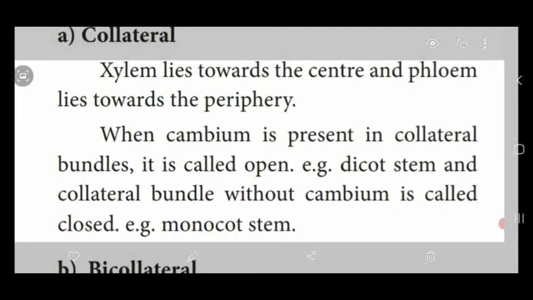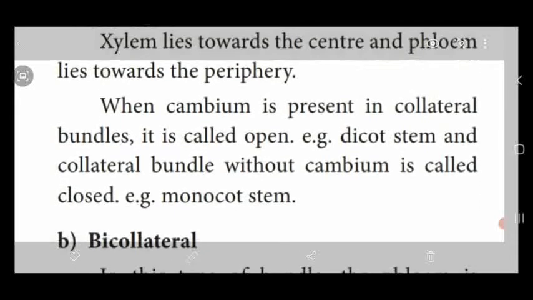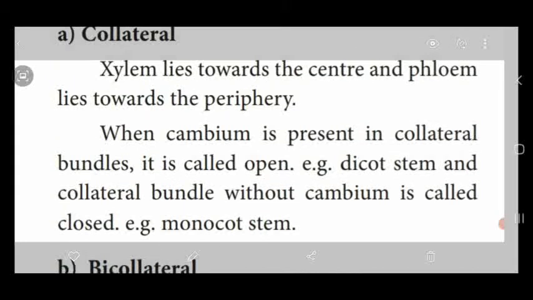And also, due to the presence or absence of cambium, this collateral vascular bundle is again divided into two types. Between the xylem and phloem, cambium is present means that vascular bundle is conjoined, collateral, open vascular bundle. Example, dicot stem. Another one, between the xylem and phloem, cambium is absent. That is called conjoined, collateral and closed vascular bundle. Example, monocot stem.